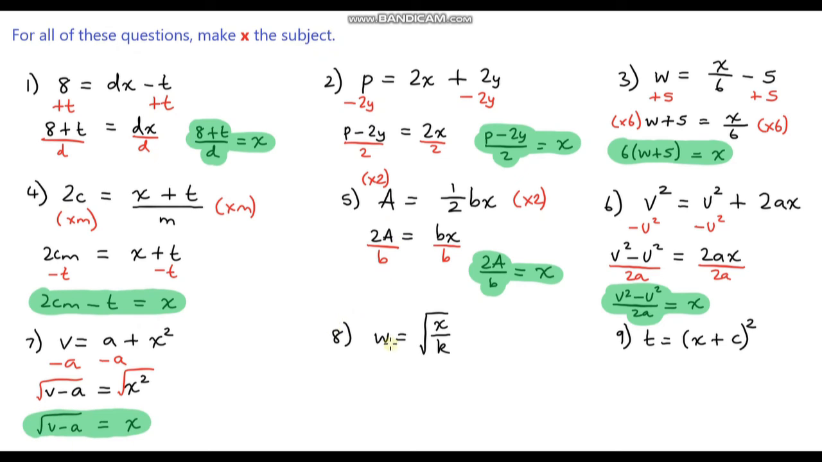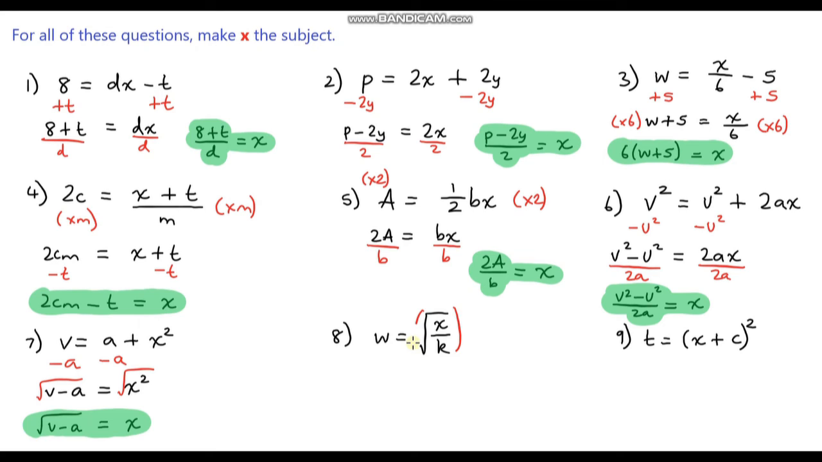Question 8, w equals the square root of x over k. So this is a case where you need to be really careful about the order in which you're doing things. So what's happening to x? We are dividing by k and then we're taking the square root. So to work backwards, we need to deal with the square root first. So how can we get rid of this square root? Well, the inverse of square rooting is squaring.